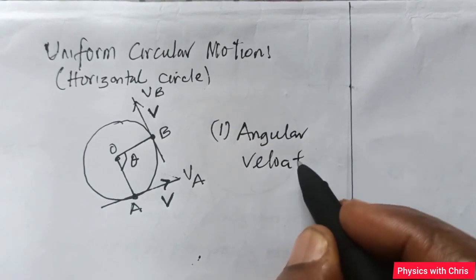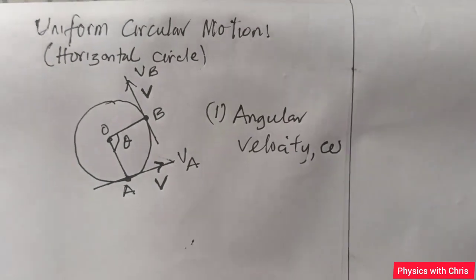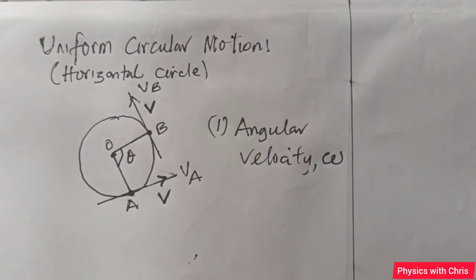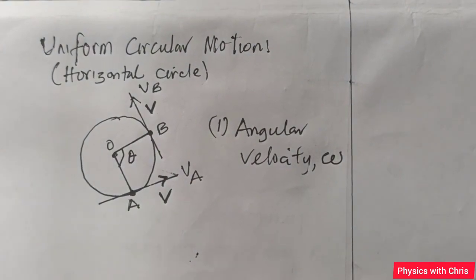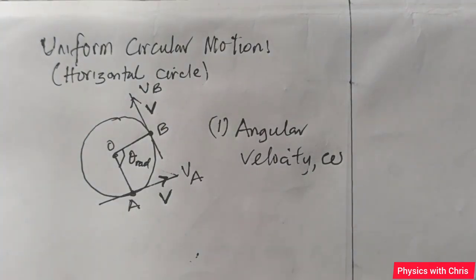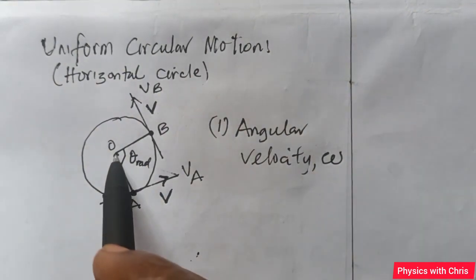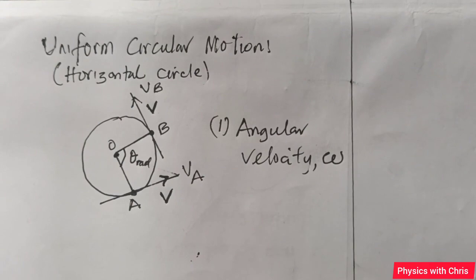Angular velocity. Now, the symbol of angular velocity is omega. And how do we define that? Recall that when the body moves from point A to point B, it sweeps through an angle theta. And this theta is measured in radian. And theta is defined as the angular displacement of the body. And the direction is outward, along the axis through the center of the circle.